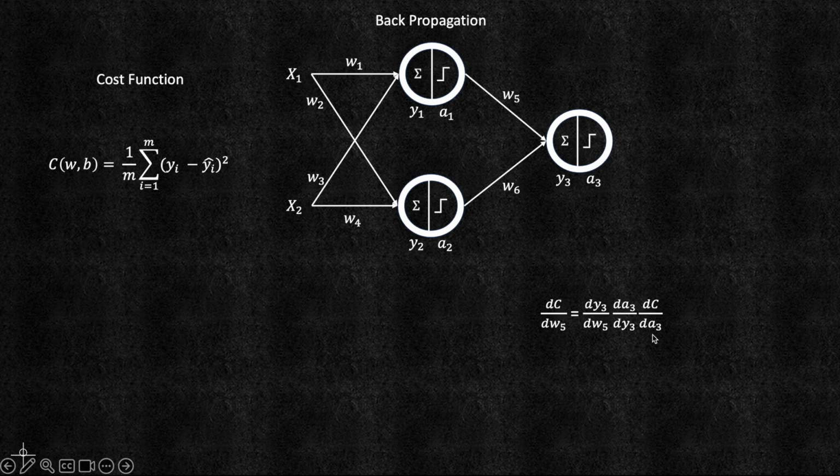Similarly for W6, this is the gradient of the cost function with respect to W6. Now, let's apply the chain rule one layer before.